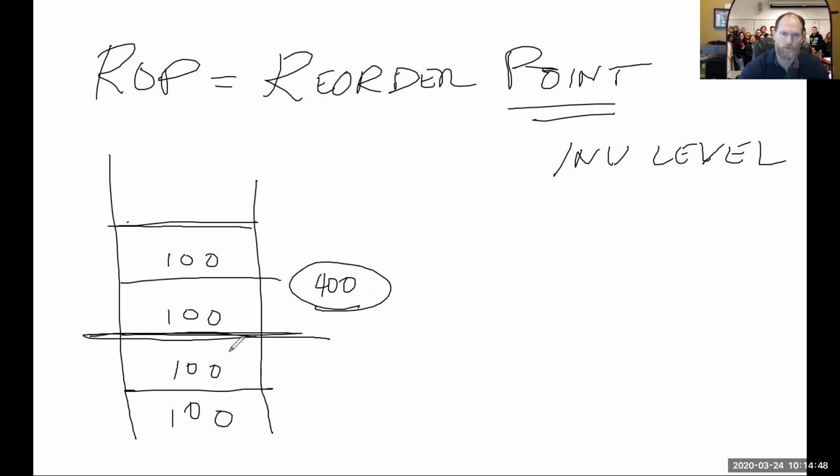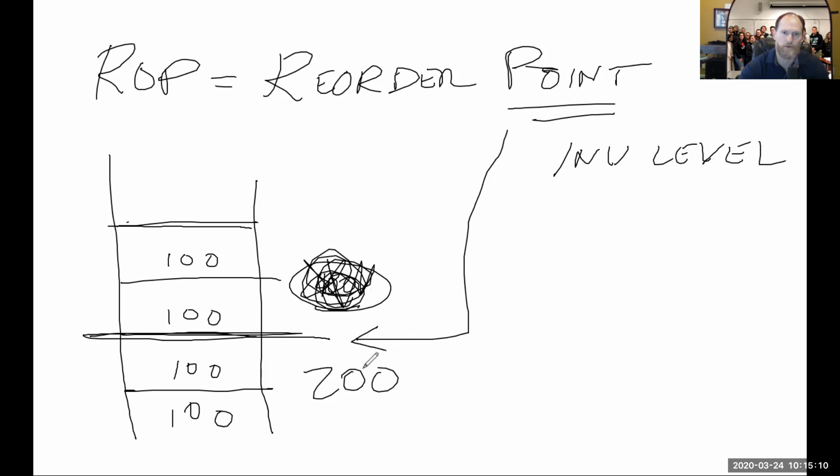Now you may think, well, you only need 200. Right. But by the time my 200 arrives, I'm going to be empty. So I'm going to order 400. And I'm going to show you that another way. But the point of this diagram is reorder point is the inventory level. In this case, it would be 200. It is the inventory that once I hit, I put my new order in.